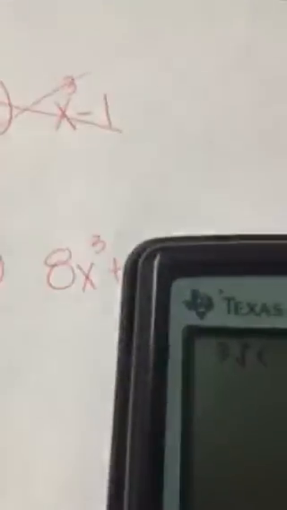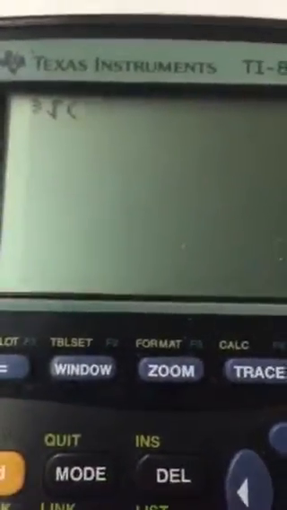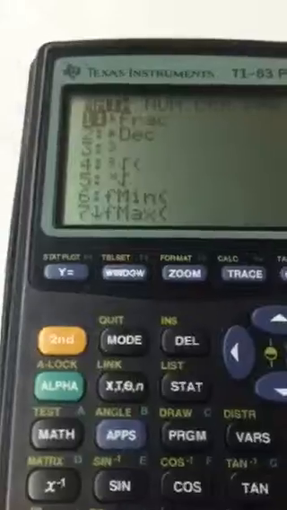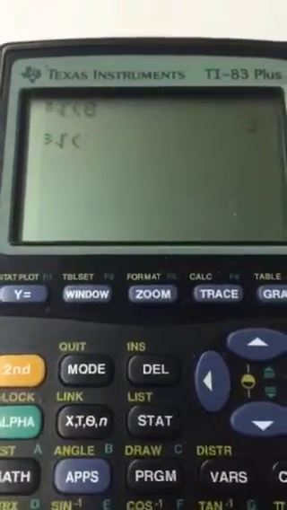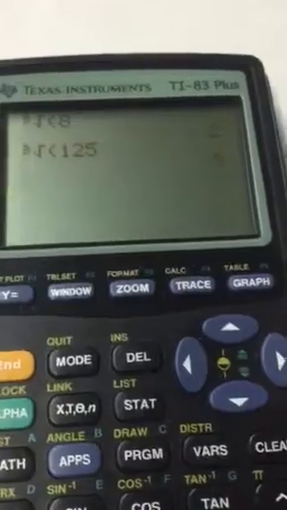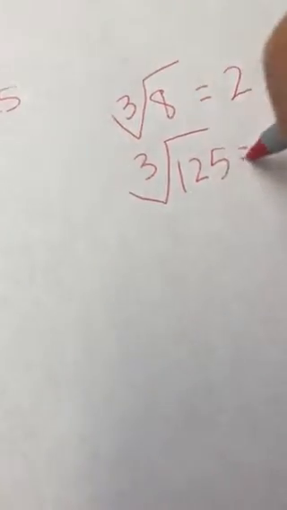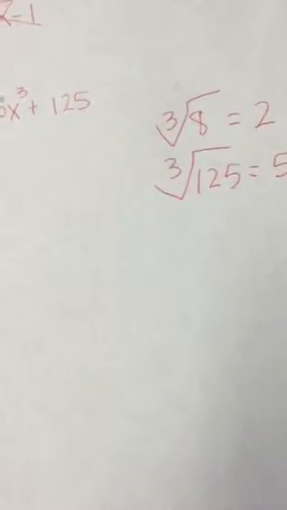So in my problem, it was 8. So in my calculator, I'll hit 8 and then enter: 2. Then I'll do the same thing for 125. Again, I hit my math button, then go down to number 4 and 125. Yay, 5. So 2 and 5, or in other words, I'll write off to the side here, the cube root of 8 equals 2, and the cube root of 125 equals 5. I know that's really messy. I got this from my calculator if you weren't sure.